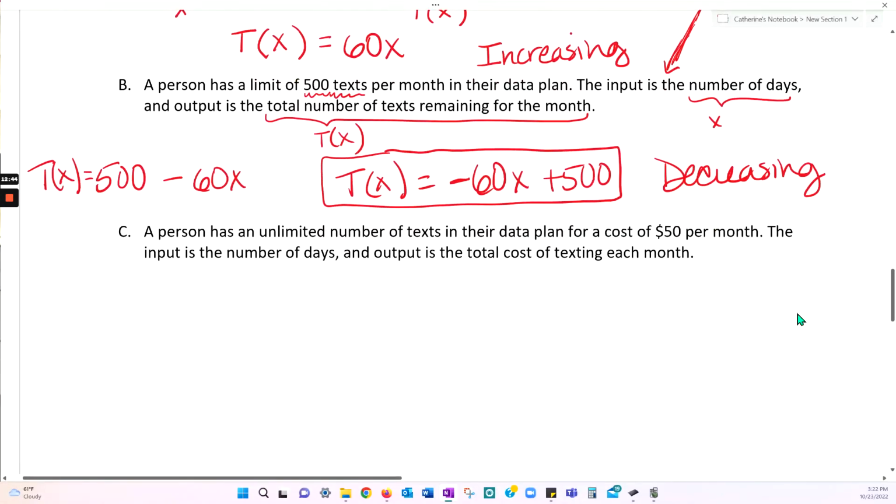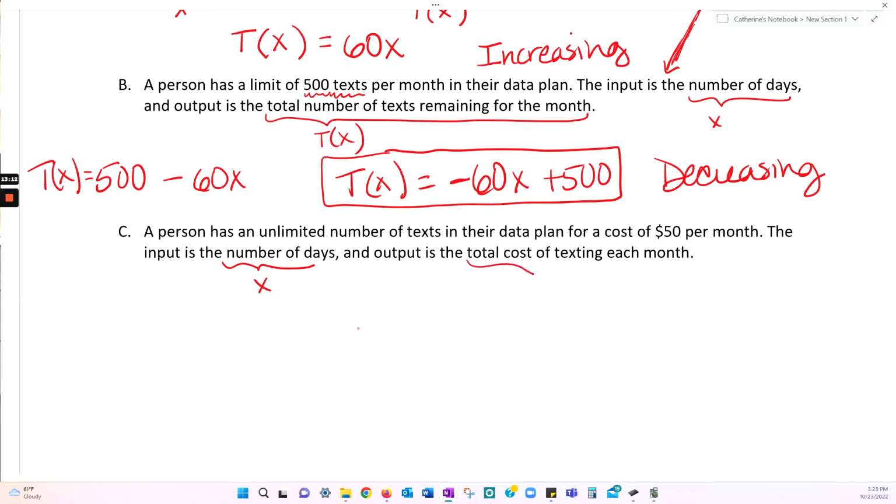Okay, so then part C, a person has an unlimited number of texts in their data plan for a cost of $50 per month. The input is the number of days and the output is the total cost of texting each month. So this one's a little weird. You might want to pause and read that one more slowly. So input, again, number of days. That's the same x that we've been having. But now the output is the total cost of texting each month.